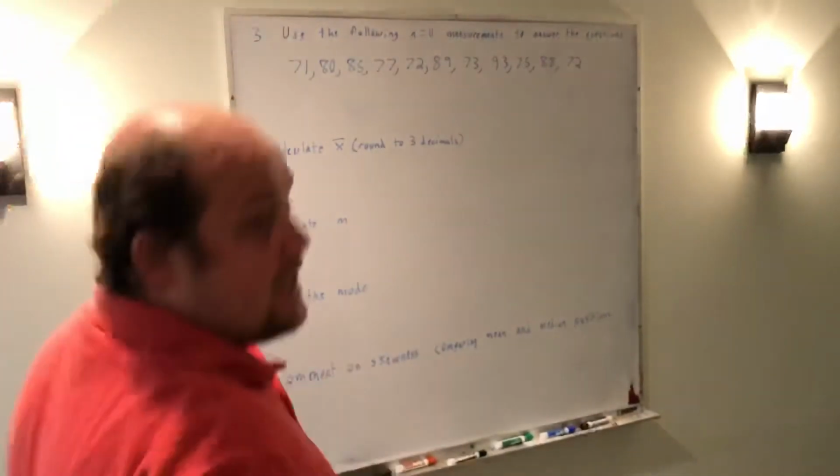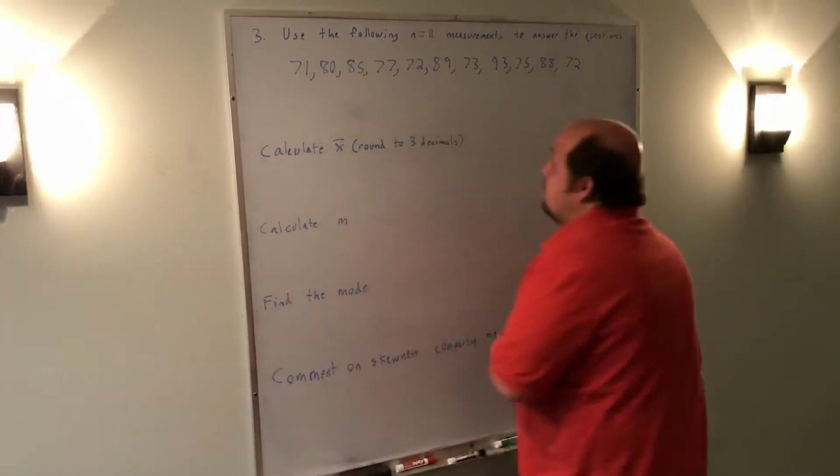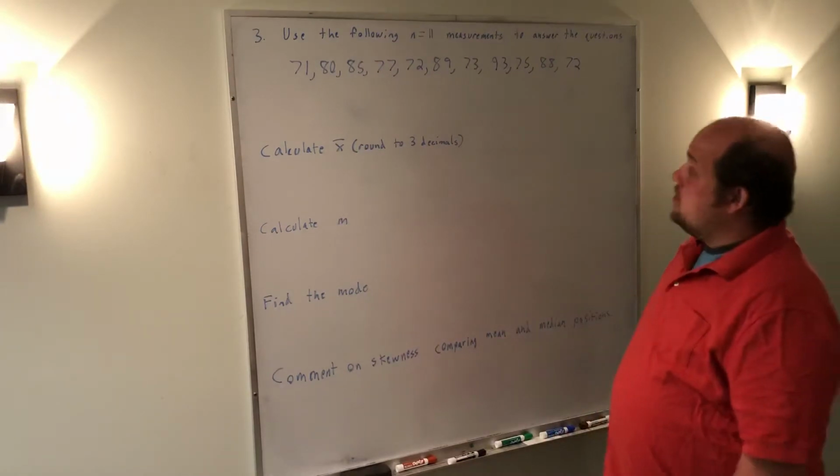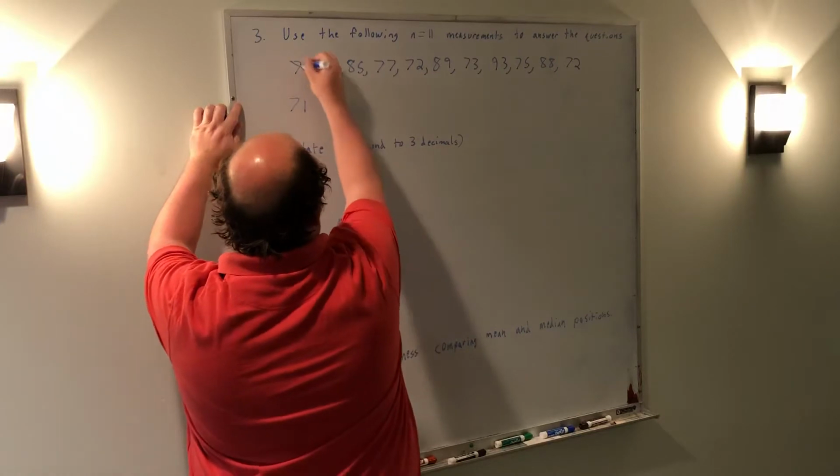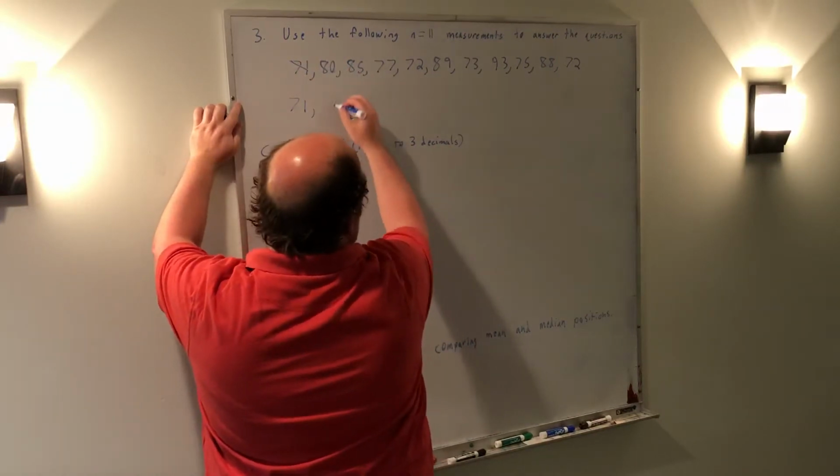First thing I want to do with this data set, when I know I'm going to find mean, median, mode, is put it in order. So the smallest number I see is 71. Next thing I see is 72, and there's 2 of them.